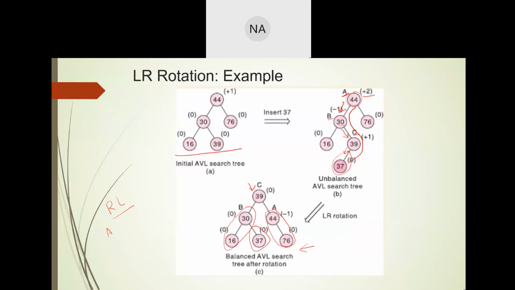In the RL rotation, the same steps are performed. First you identify node A, then node B and node C are identified, and the same thing is performed, except that right is interchanged with left and left with right. In that case also node C will be made the root. So in fact it is the exact mirror of the LR rotation.